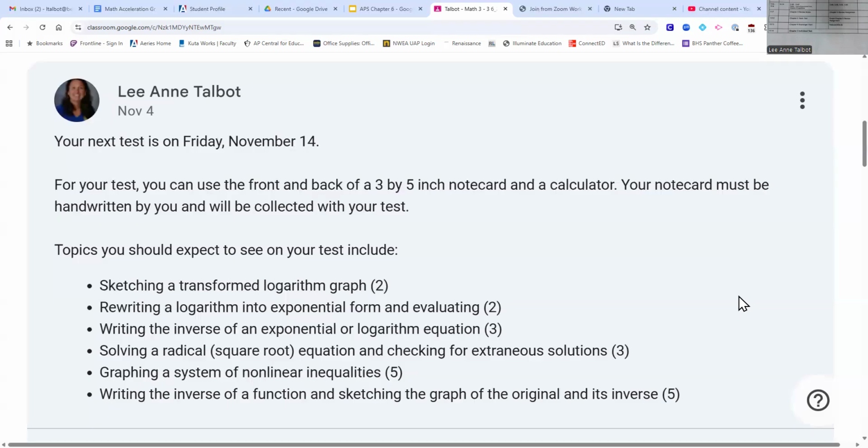Okay. Solving a square root equation and checking for extraneous solutions. Okay. Graphing a system of nonlinear inequalities. That's what we just did with the testing and shading and double shaded region.